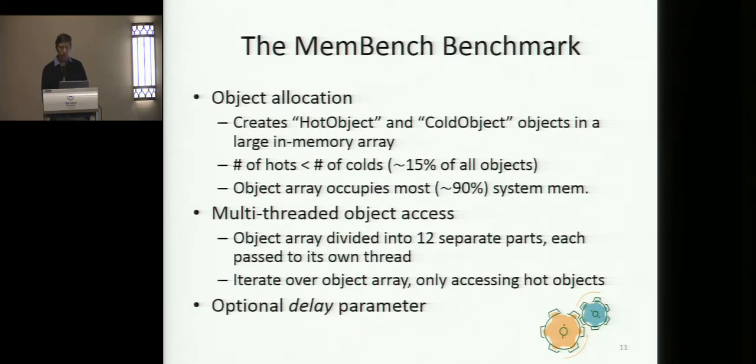Next, our workload divides the array into 12 roughly equal parts, 12 because our machine has 12 hardware threads, and we pass each of those parts to its own software thread. Each thread iterates over its own portion of the array for some specified number of iterations, passing over the cold objects and only accessing memory associated with the hot objects. That's basically how the benchmark works. In order to experiment with different bandwidth requirements, we also implement an optional delay parameter to slow down the rate at which memory accesses occur. To implement the delay, we simply insert some additional computation between memory accesses.